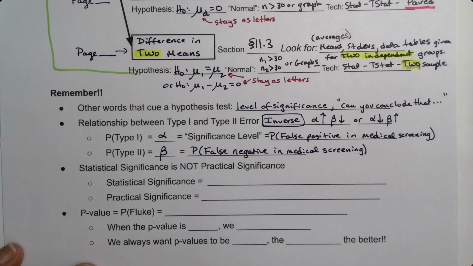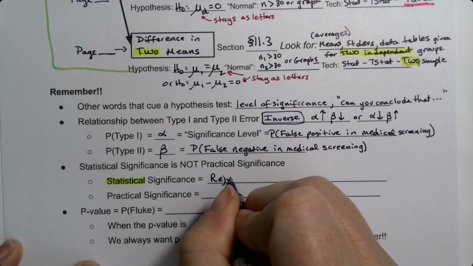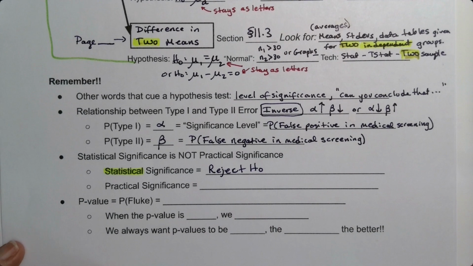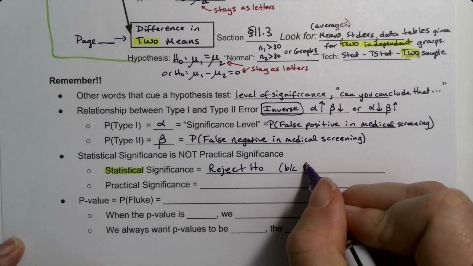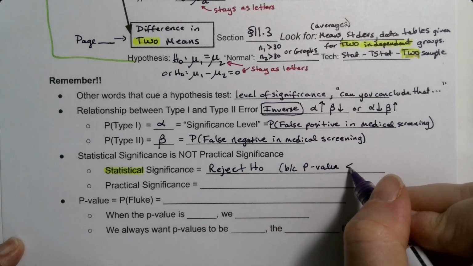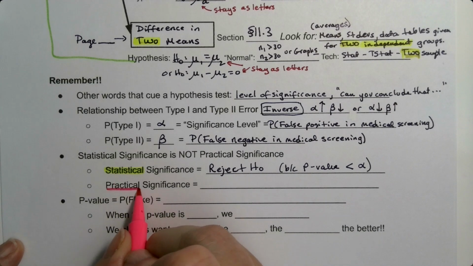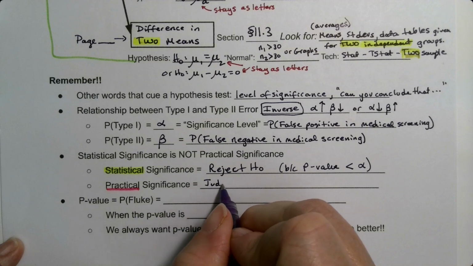Now, statistical significance, when you see that word, it means you get to reject the null hypothesis. Right? That will be statistically significant. That's not necessarily practical significance, but that's statistical significance. And of course, we do that when our p-value is lower than our alpha, our level of significance. Practical significance, let me give that its own color. Practical significance is a judgment call based on context.